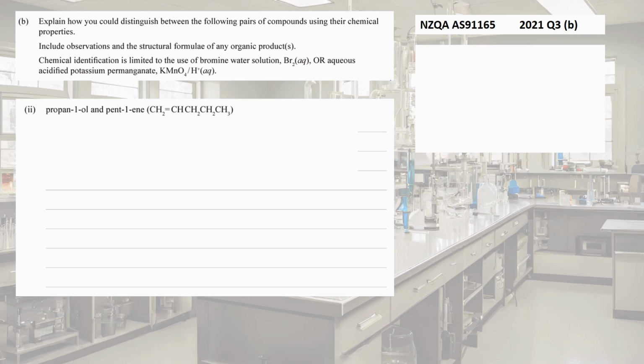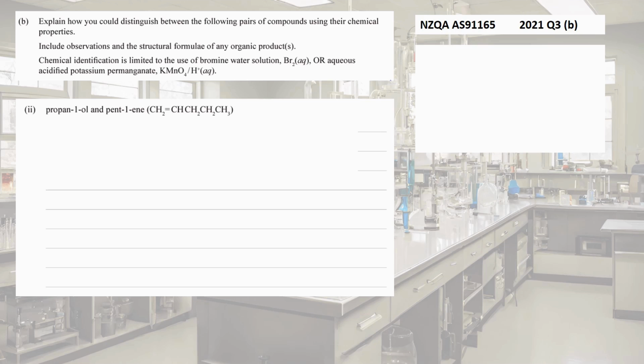So this first question is from the 2021 paper. You can see the details at the top right. This is an NCEA paper. And they're asking, explain how you could distinguish between the following pairs of compounds using chemical properties. Include observations and structural formula of any organic products. Chemical identification is limited to the use of bromine water or potassium permanganate. Bromine water is a lot clearer to explain, and I'd always choose that over potassium permanganate.